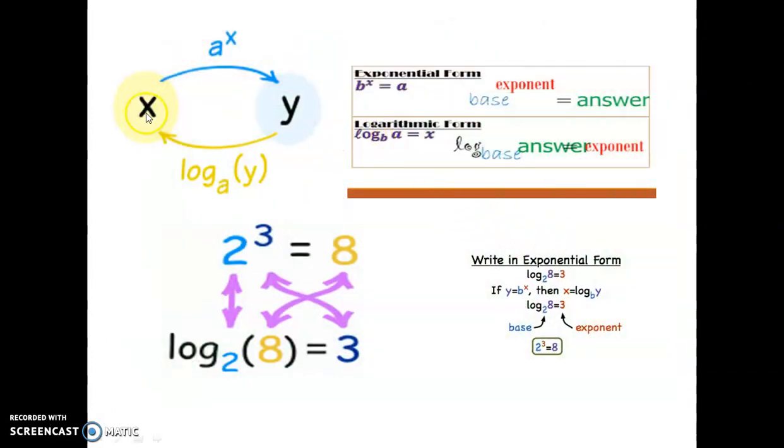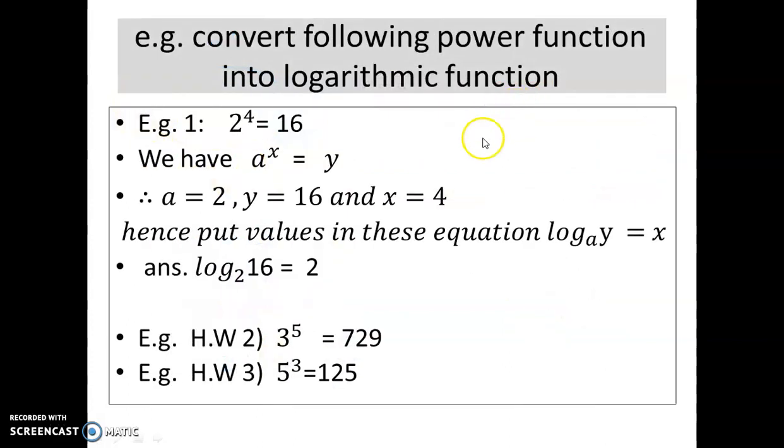Here, we have to introduce some format. If x and y are variables, then a raised to x is equal to y, and the reverse function is log of y to the base a. That means b raised to x equal to a, that is the base, the exponent and all these things.